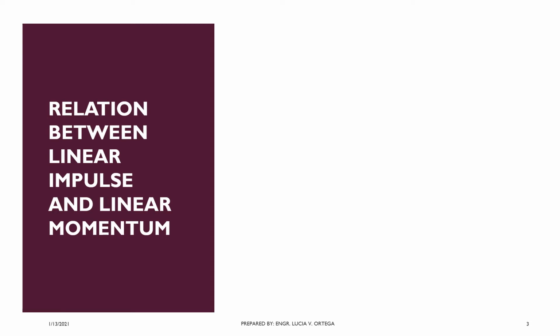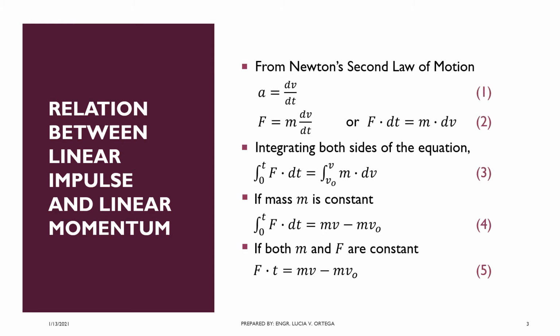Let's go now to the relation between linear impulse and linear momentum. That is the application of impulse and momentum to rectilinear translation. From Newton's second law of motion, we have equation 1: acceleration is the change in velocity with respect to time. And equation 2, from Newton's second law of motion, force is equal to mass times acceleration, acceleration being dv over dt. Cross multiplying, F times dt is equal to mass times differential velocity.